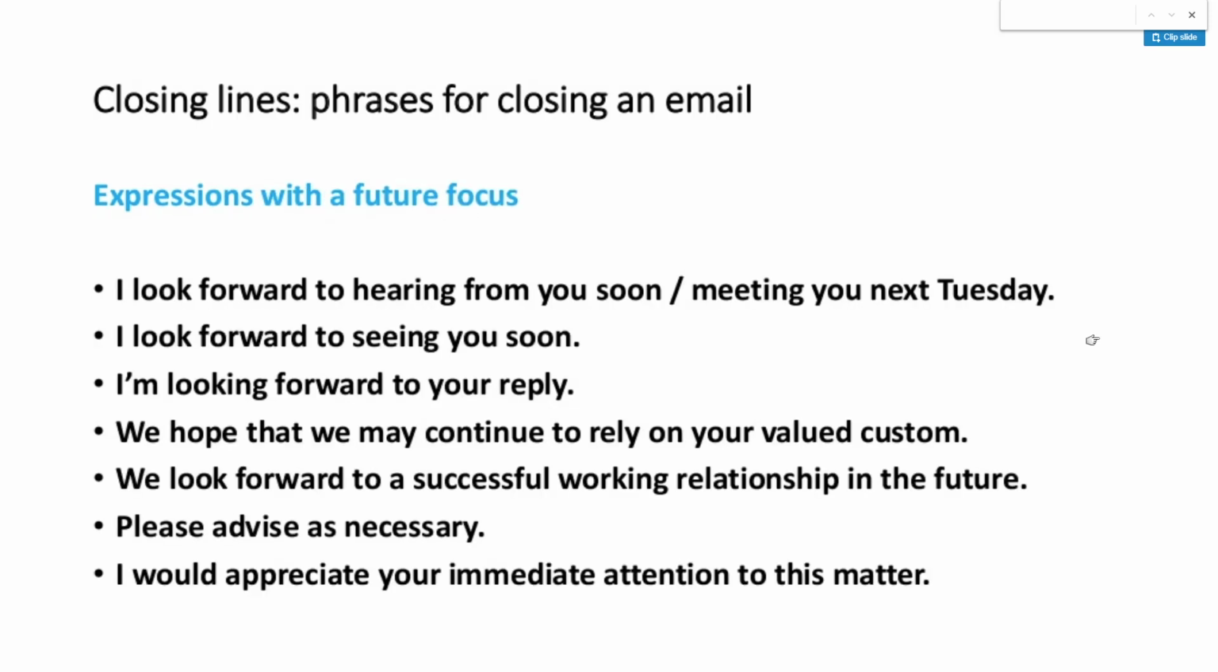More phrases for closing an email. These are very handy. Expressions with a future focus. I look forward to hearing from you soon. So you would like to have an answer or reply. I look forward to hearing, or I look forward to meeting you next Tuesday. I look forward to seeing you soon. I'm looking forward to your reply. Obviously you would like to have an answer there.